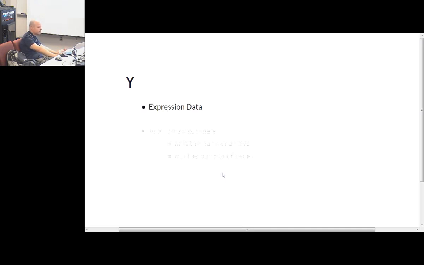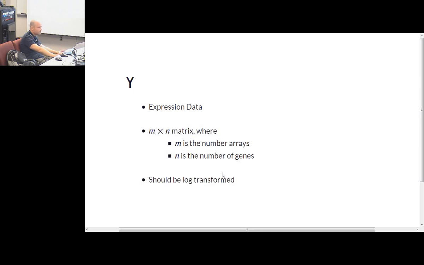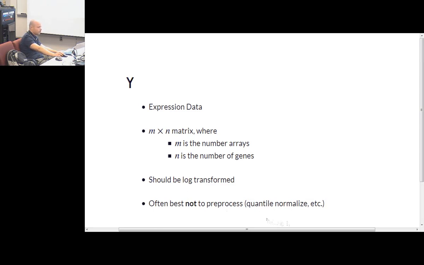So again, Y is the expression data. It's arrays by genes. For microarray data, you'll want the data to be log transformed. But interestingly enough, other than log transforming, it's often best not to do any further preprocessing, so things like quantile normalization. The reason for that is that in a lot of cases, if there's quite a bit of variation between different biological groups, the quantile normalization can introduce more warping than itself.